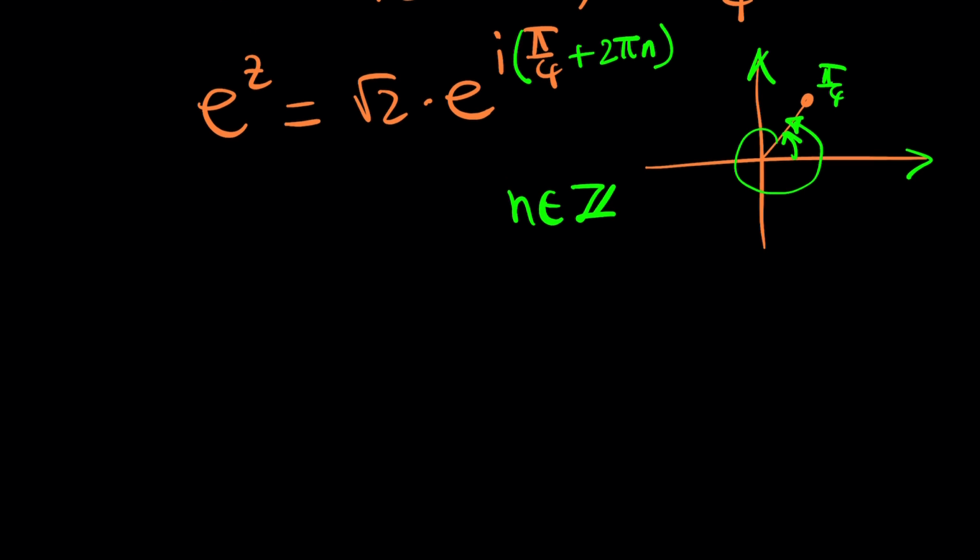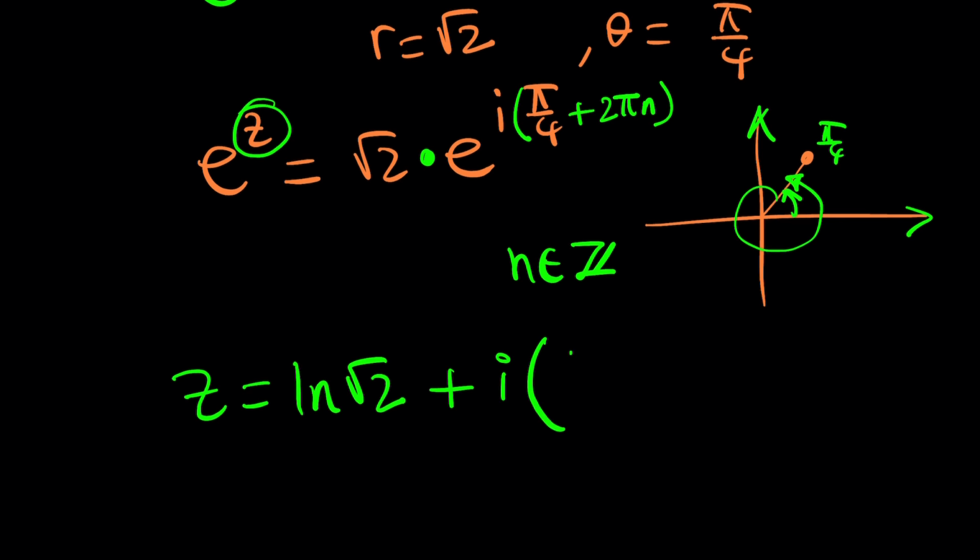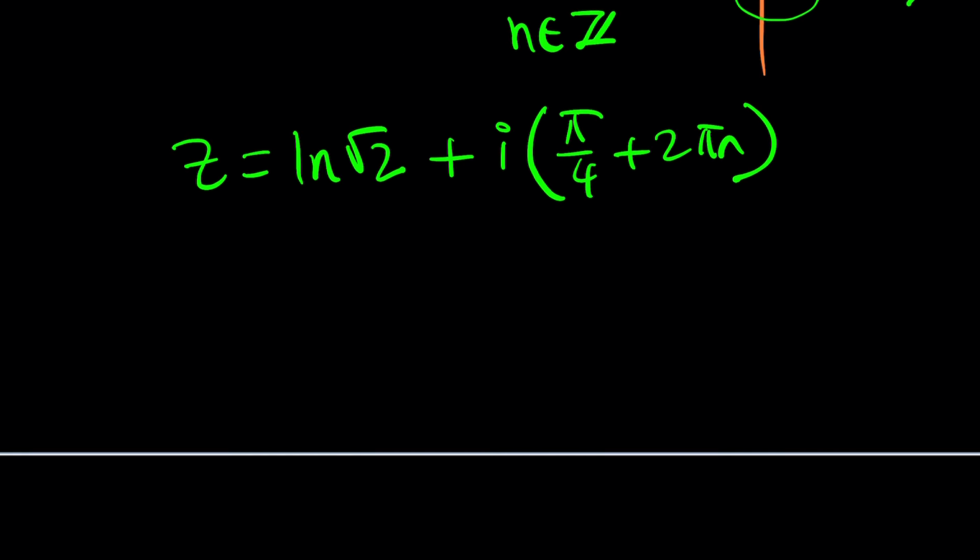Z is for integers. Now, at this point, you can go ahead and natural log both sides. I think it'll make sense. This will be z equals ln root 2 plus, so you don't have to go into the log, confusing log thingy, i times pi over 4 plus 2 pi n. Again, n is an integer. So n equals 0 gives you the principal value of z, which you can write as ln root 2.